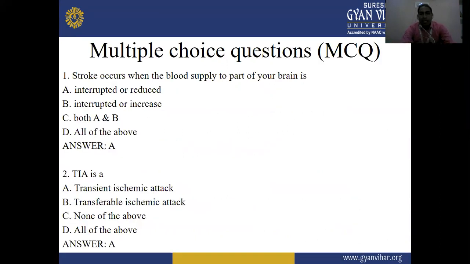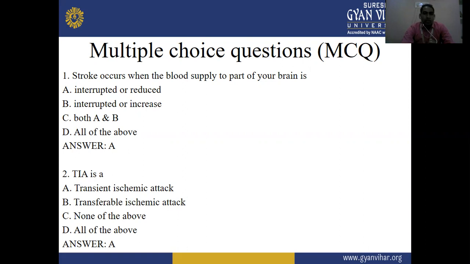Next one is multiple choice questions. Question one: stroke occurs when the blood supply to part of your brain is: option A, interrupted or reduced; option B, interrupted or increased; option C, both A and B; and option D, all of the above. The right answer is A, interrupted or reduced.